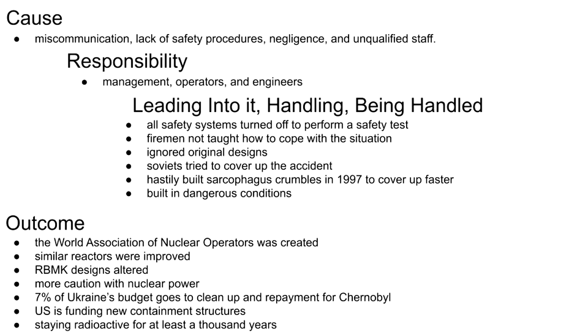The Soviets tried to cover up the accident, and they hastily built a sarcophagus for the plant, which was built in dangerous conditions. Because of this, the outcome was the World Association of Nuclear Operators. Reactors similar to Chernobyl were improved, RBMK designs were altered, and most importantly, there was more caution with nuclear power. Now, 7% of Ukraine's budget goes to cleaning up and repayment for Chernobyl, and the US is funding new containment structures. Worst of all, Chernobyl's area is radioactive for at least another 1,000 years.